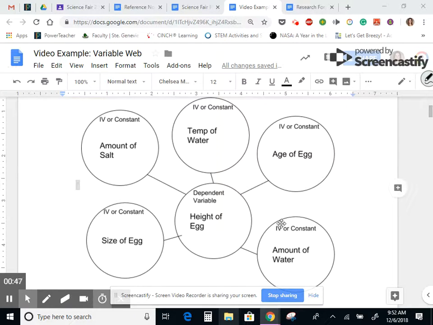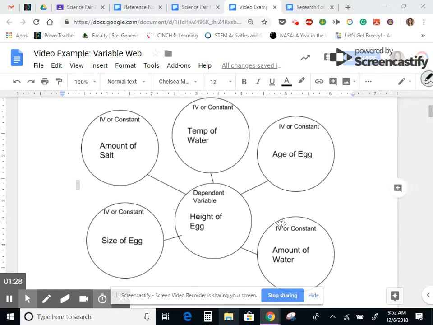So again, I have completed the variable web, and I have used the example height of egg, amount of salt. This is a density experiment where I put salt in water and see how much salt it would take to create different heights of an egg. That's a very, very basic experiment, so I definitely don't want this experiment to be repeated. For a 7th grade level, I think we can come up with a lot more complex experiments, but to keep the explanation simple, that's why this is such a simple experiment.